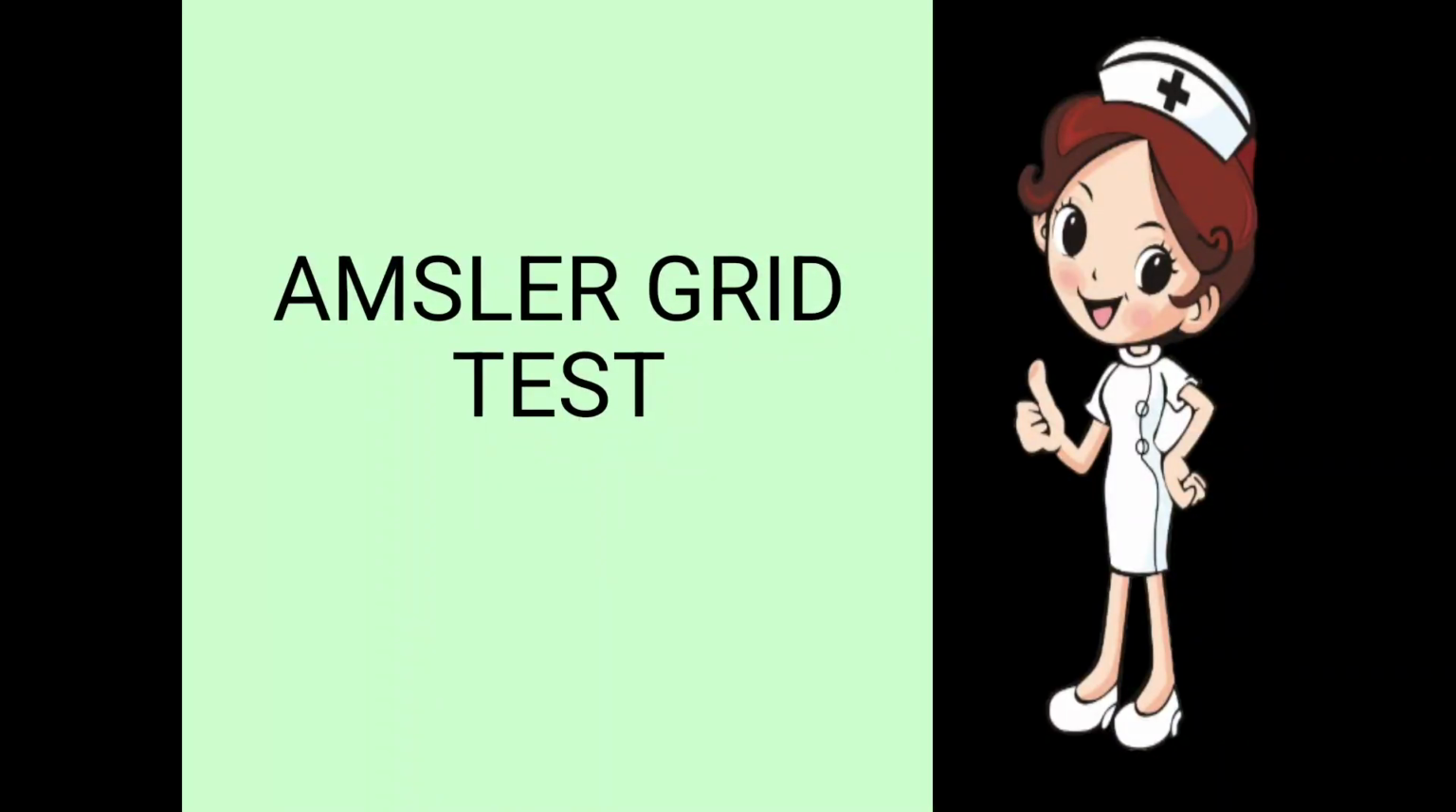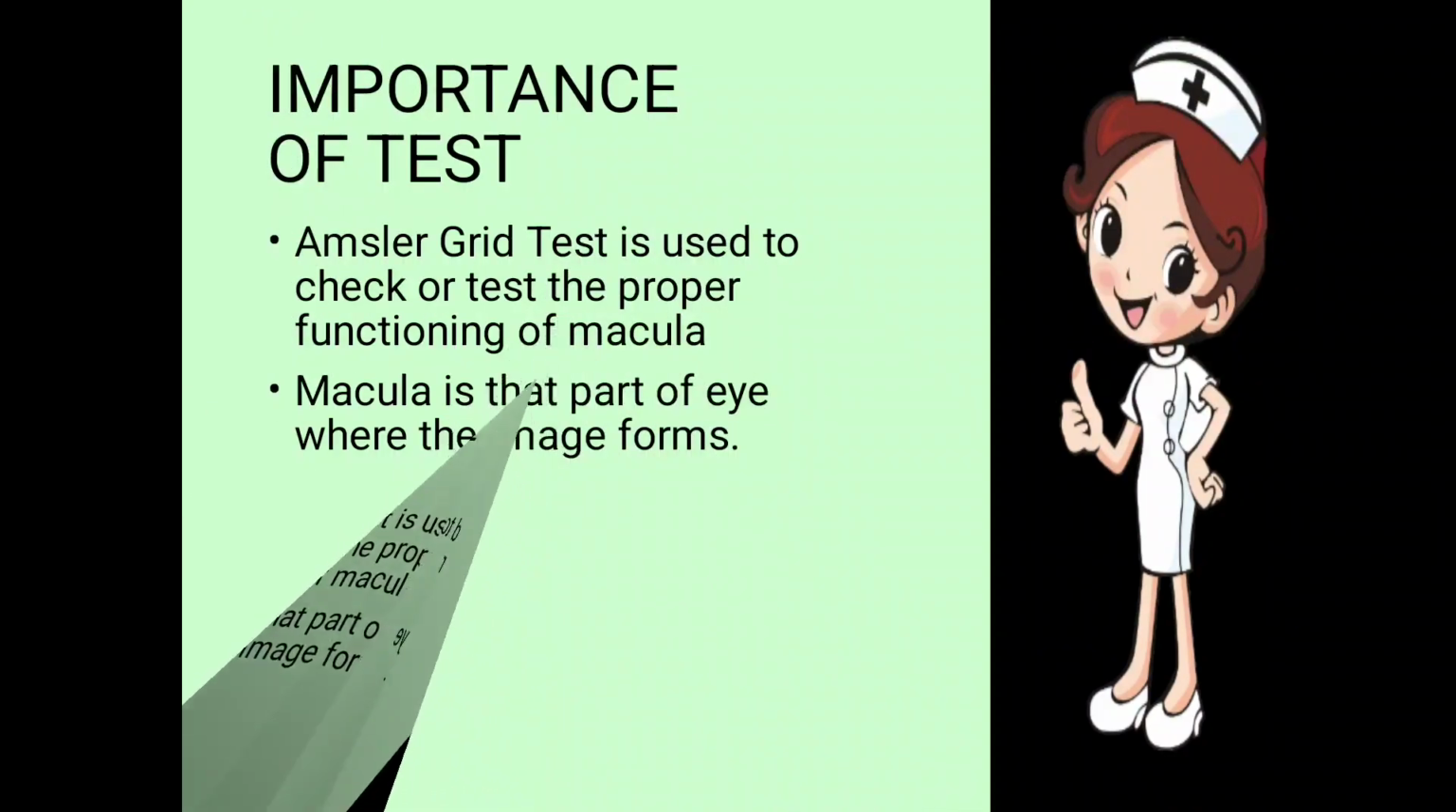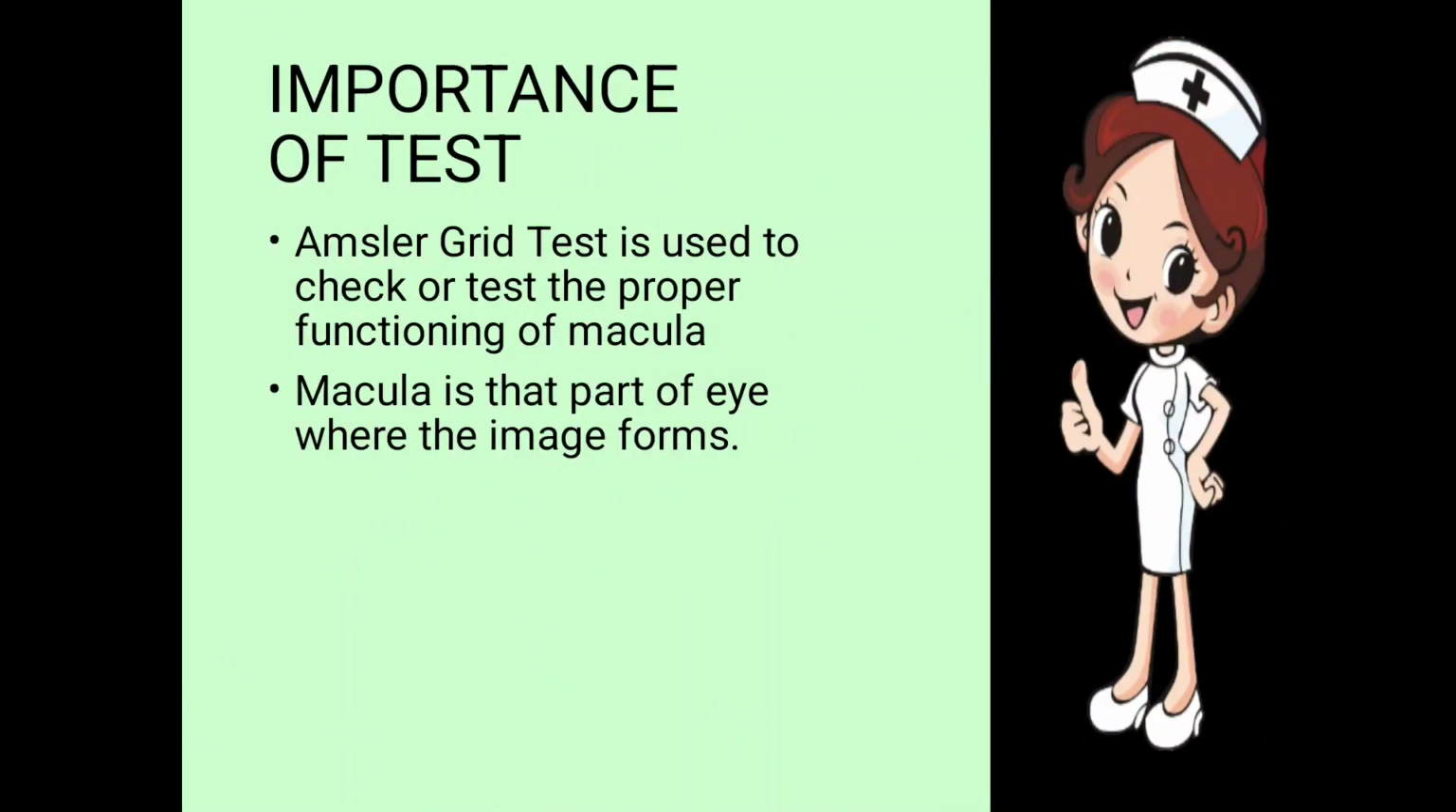Hi everyone, today I am giving you information on the topic Amsler grid test. So let's move to the importance of the test. Amsler grid test is used to check or test the proper functioning of the macula. Macula is that part of the eye where the image is formed.